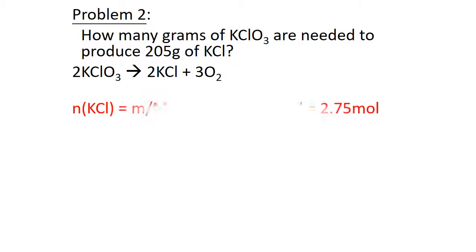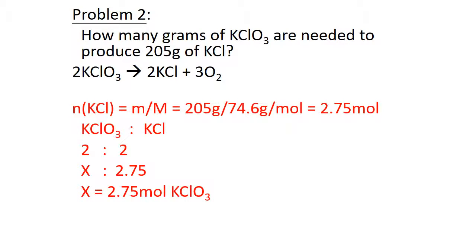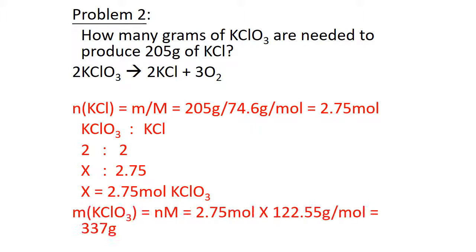Okay, so let's do it stepwise. First thing I'll do is work out the number of moles of potassium chloride. So it's going to be little m over big M. So it's 2.75 moles. You have the equation, so you have a ratio of 2 to 2, or 1 to 1. So 2.75 moles of KClO3 are needed. That means you just have to plug that into the equation of mass equals number of moles times molar mass, which gives you the answer of 337 grams.